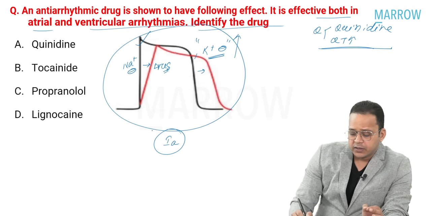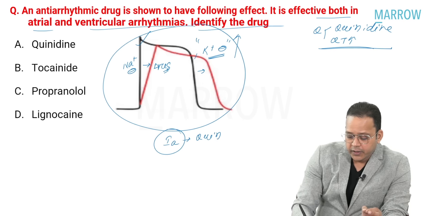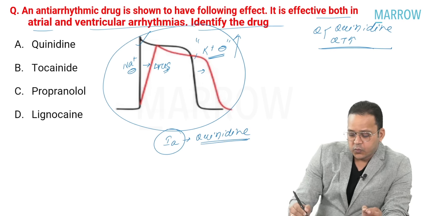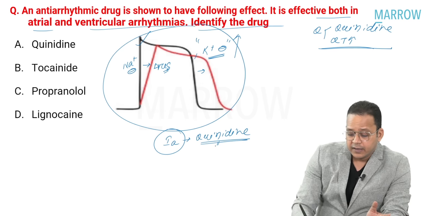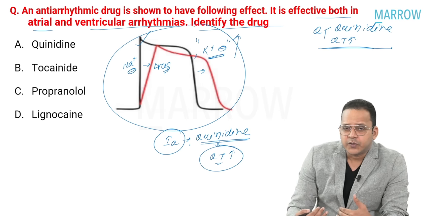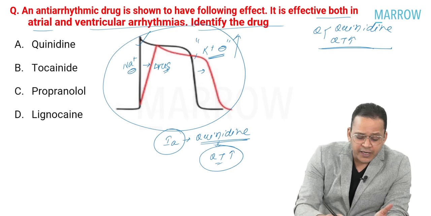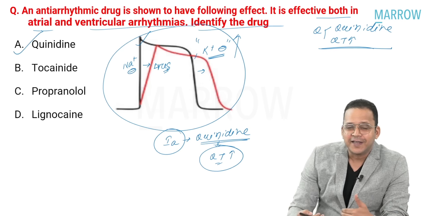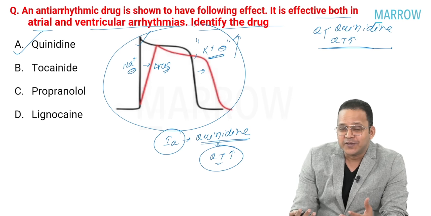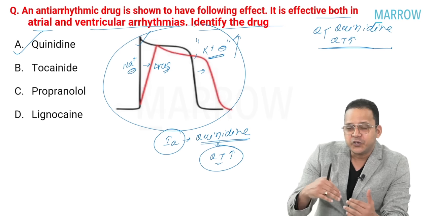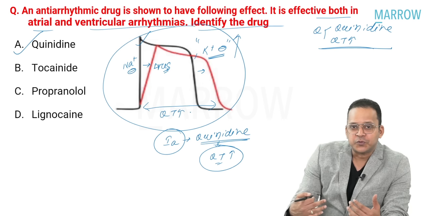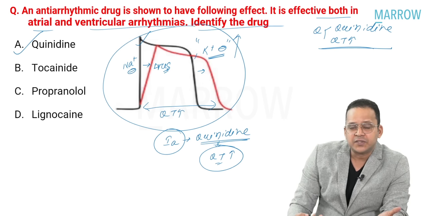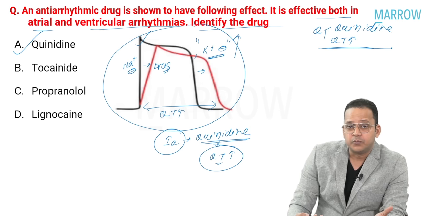So class 1A drugs like quinidine can delay repolarization, and because of that they can cause QT prolongation. So the same MCQ they have asked you earlier, which of the following drugs can cause QT prolongation? Your answer was quinidine. Now what they have done, as I said earlier, they'll ask you an MCQ, then they'll change that MCQ into an image. So they have changed that MCQ into an image where there is QT prolongation, and they've asked you which drug has caused this. And that is because of potassium channel block causing a delay in repolarization, right?